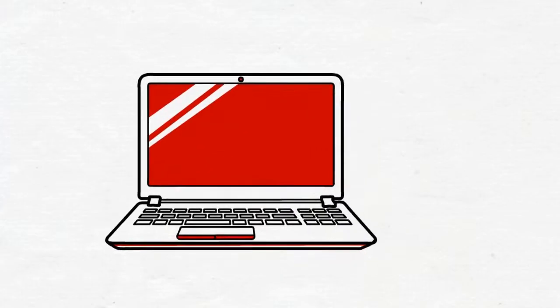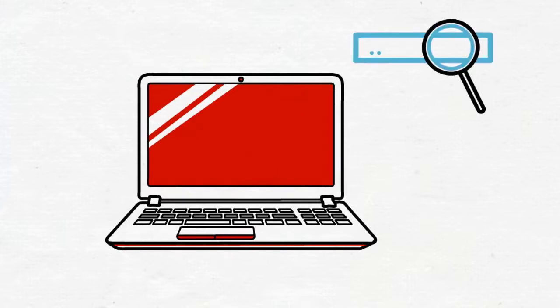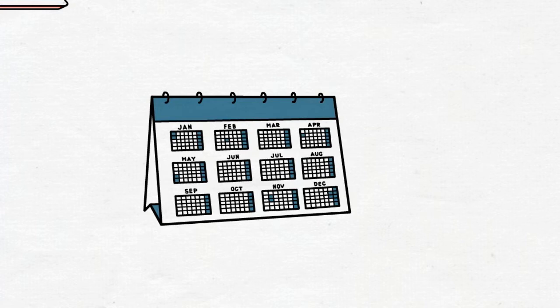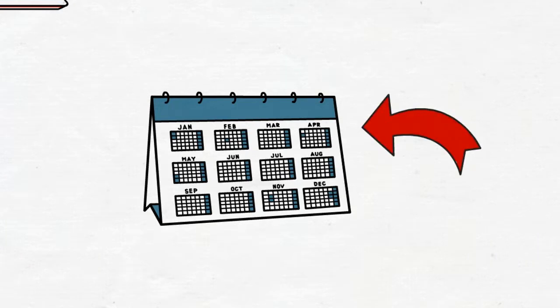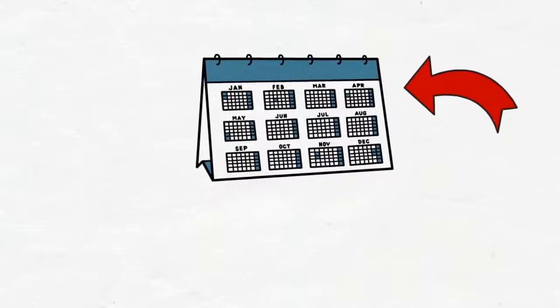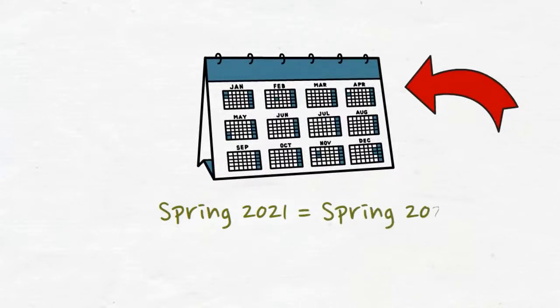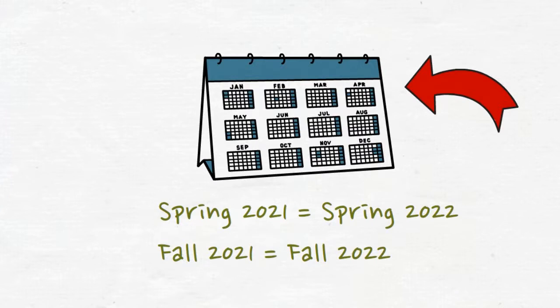Most universities do not post their course schedules very far in advance. So when searching for courses, you may need to look at the courses offered in the corresponding semester the year before. For example, if you're applying to study abroad next spring, you may need to look at the courses offered this spring. Typically, the same courses are offered each fall and spring.